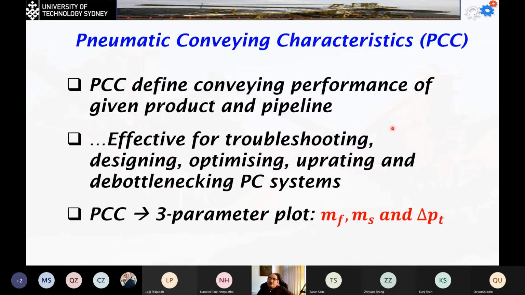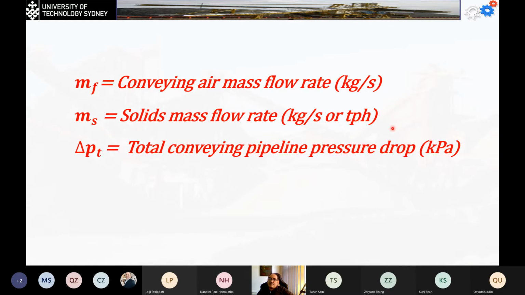The PCC is going to have 3 main parameter plots. The first one is going to be the MF, the other one is going to be the MS, and the third one is going to be the delta PT. Now we learned about the MS. The delta PT is going to be the total pressure difference between the input and the output, and let's see what will be the MF value.